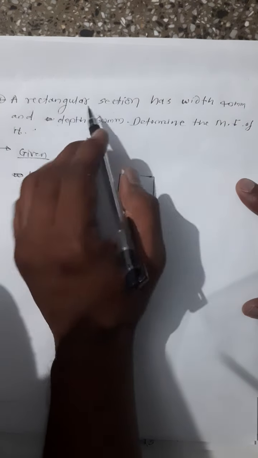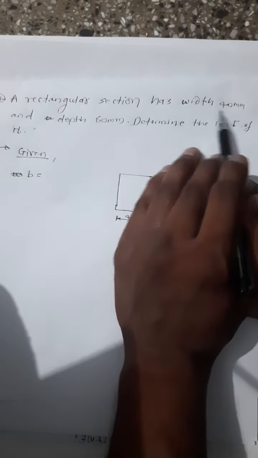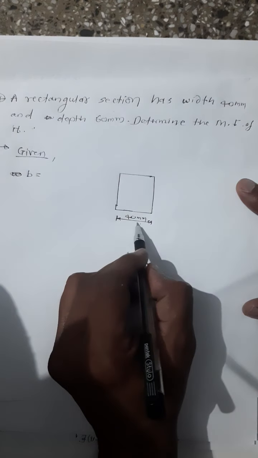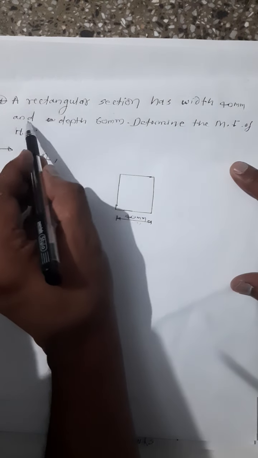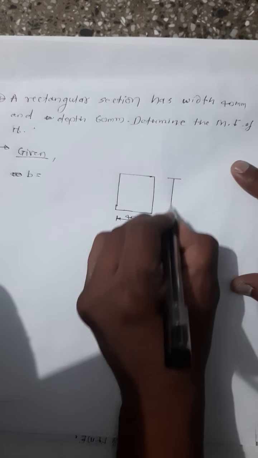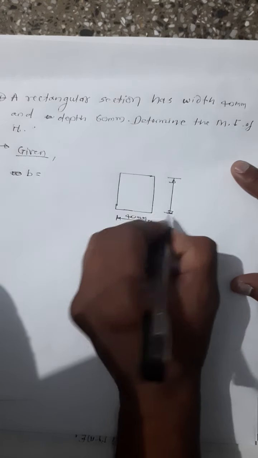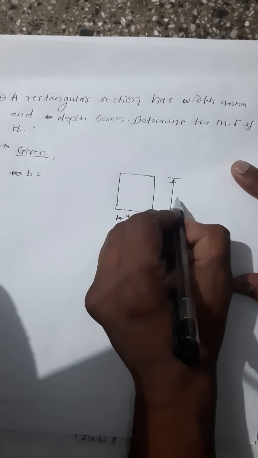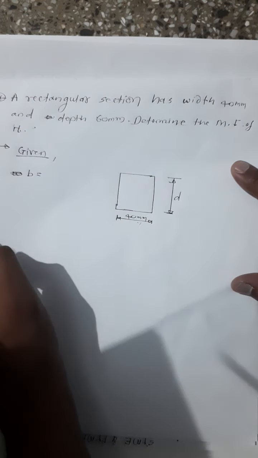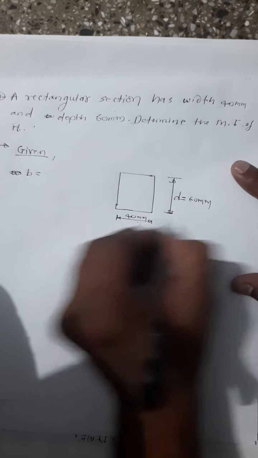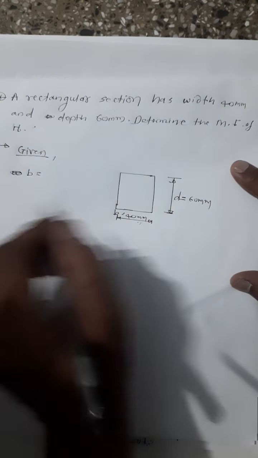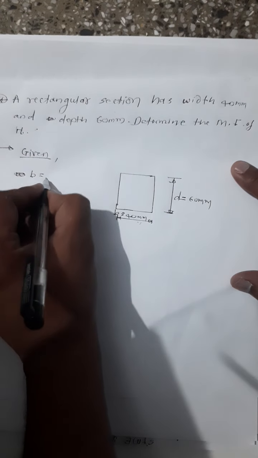So, my dear students, we have a rectangular section and it has a width of 40 mm. Width means B, and this is the horizontal width. Then depth is 60 mm. Depth means height, or sometimes it is called thickness also. It is denoted by D. So this is the depth, 60 mm, and this is small b, the width, 40 mm.